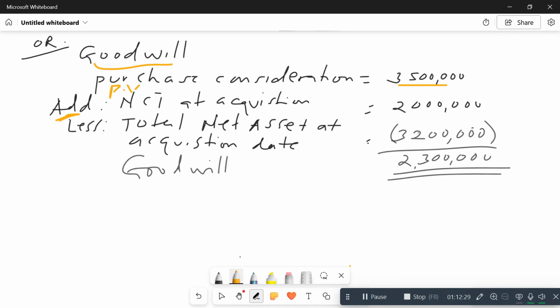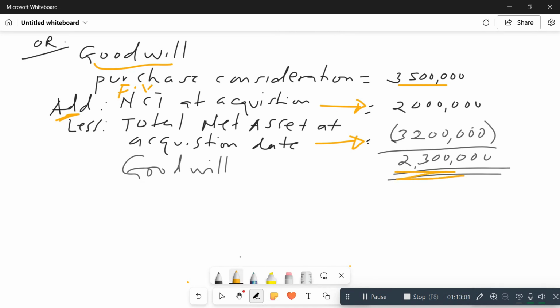Let me correct this. It is the fair value of NCI at acquisition. Yes, you bring it here. You less total net asset at acquisition. You remember that our net asset we calculated at step 2. You bring it here and you subtract. Once you get purchase consideration plus fair value of NCI at acquisition, you minus total net asset at acquisition, you will be able to get it.